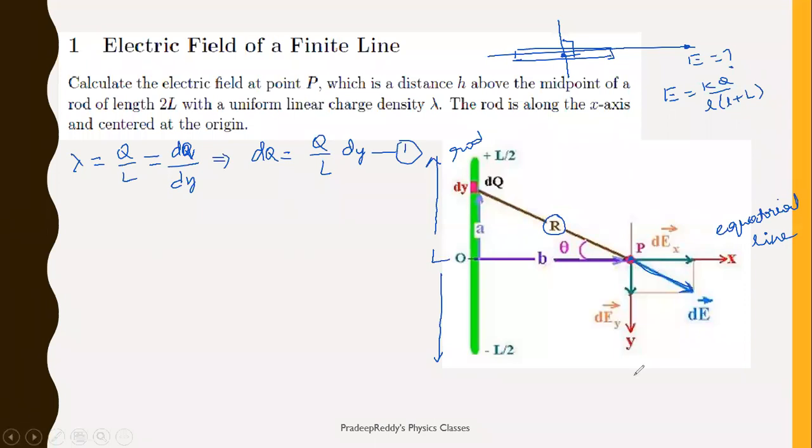Suppose this rod has negative charge, at this point the field will be in which direction? In this direction, that will be dE. But we are considering it as positive charge, so don't take this dE. The field will be directed outward. This is dE. Now our duty is to write that dE value.